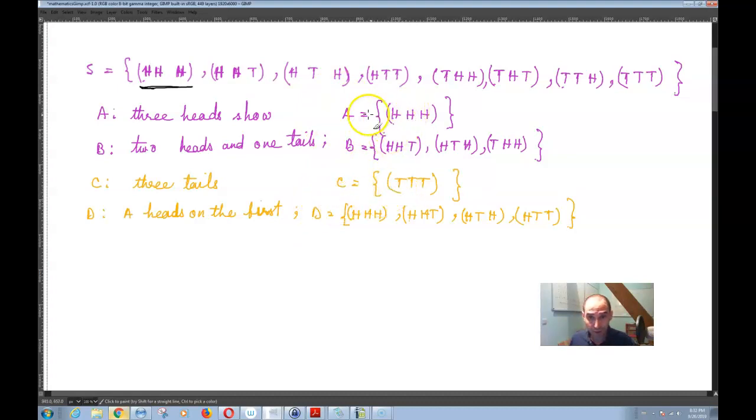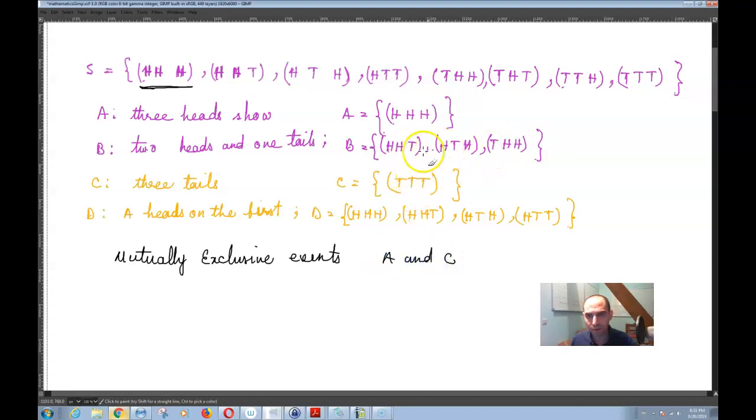On the other hand, for example, these two events over here, A and C, one of them has HHH, one of them has TTT. So these are completely different events, of course, and there is no way that these two events can occur together, and there is no outcome in your sample space that can ensure the occurrence of both of these events simultaneously. That means you can say that A and C are mutually exclusive.